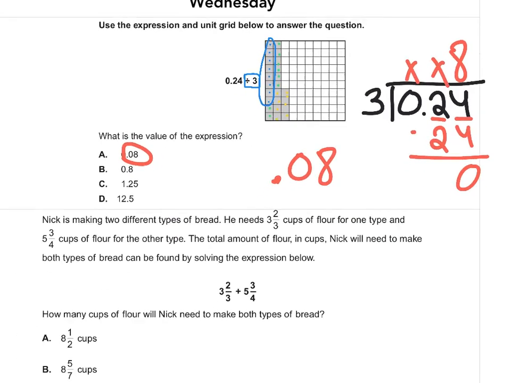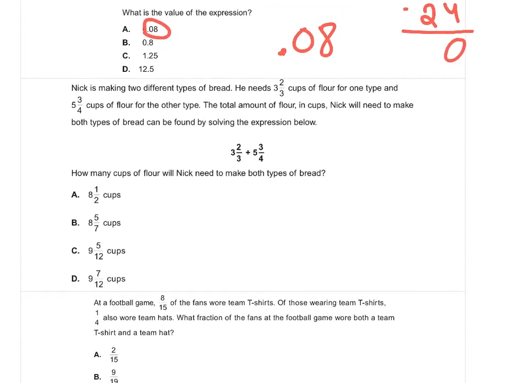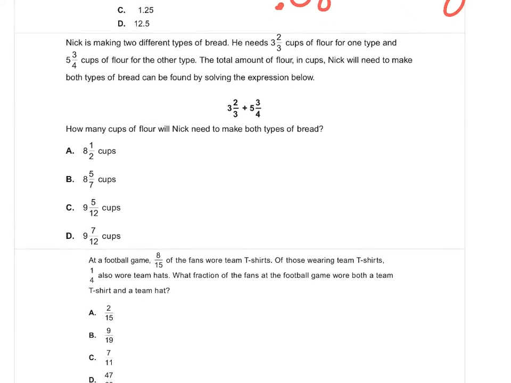On the next one it says, Nick is making 2 different types of bread. He needs 3 2/3 cups of flour for one type and 5 3/4 cups of flour for the other type. The total amount of flour in cups Nick will need to make both types of bread can be found by solving the expression below. You have to add them up to find the total. How many cups of flour will Nick need to make both types? So pretty much let's add this up.